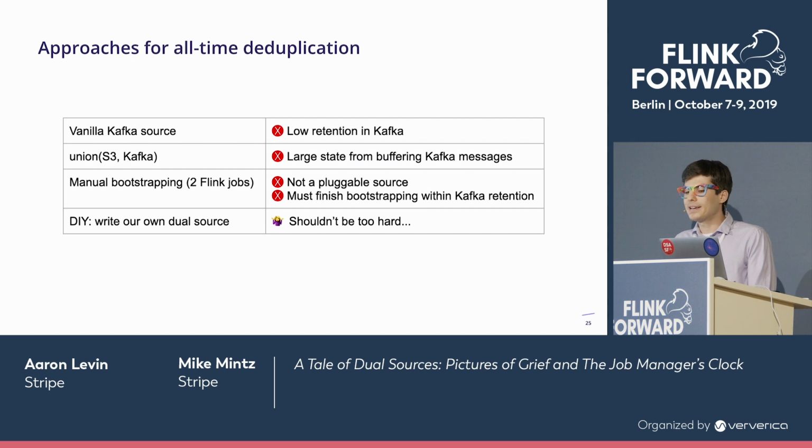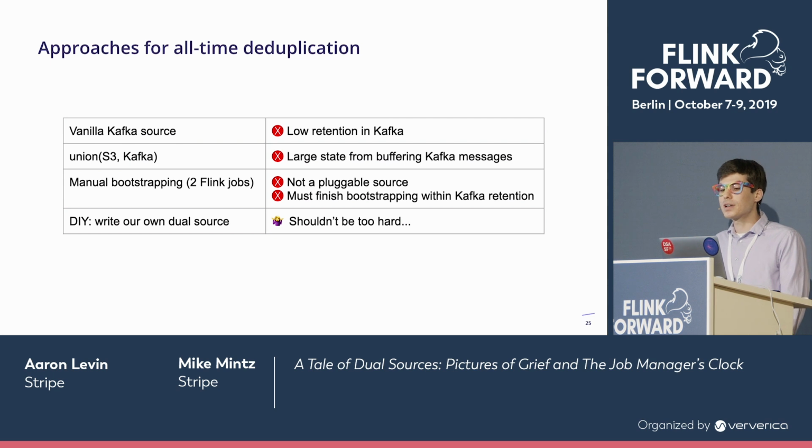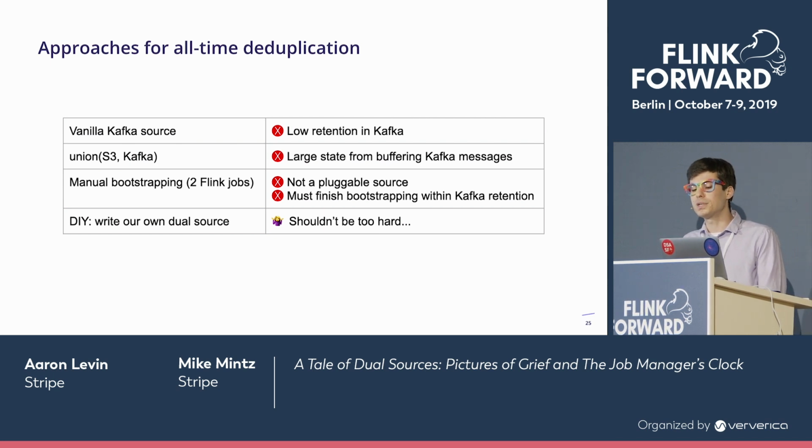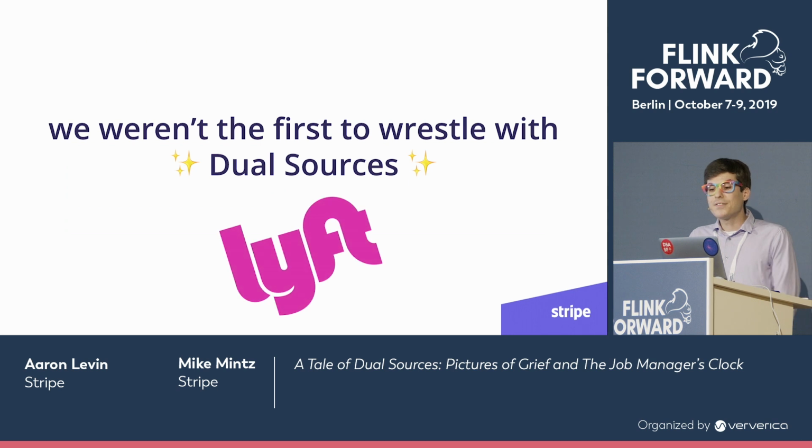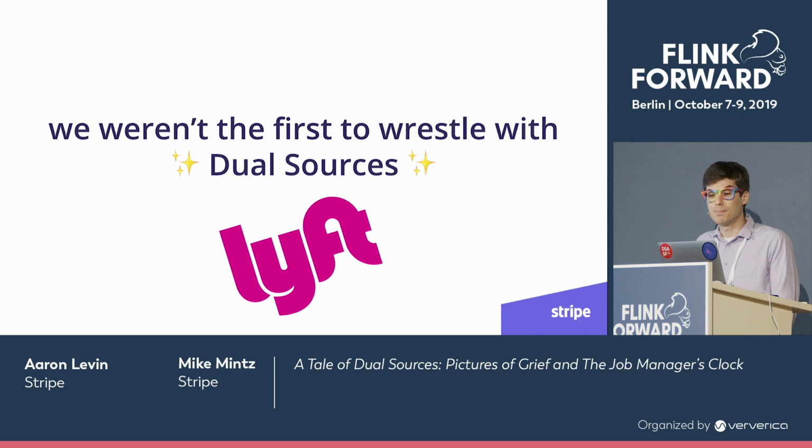But what about just writing our own dual source? Maybe writing sources is hard, but most of the work has already been done for us, since Flink comes with built-in sources for reading from S3 and reading from Kafka. All we have to do is to compose them together using some sort of wrapper source. And this seems like it shouldn't be too hard. In fact, last year at Flink Forward 2018, Lyft presented on this exact problem of bootstrapping from historical data. They walked through the approach for unioning two sources and the approach for manual bootstrapping, but they spent comparatively little time on the approach for writing a combined dual source.